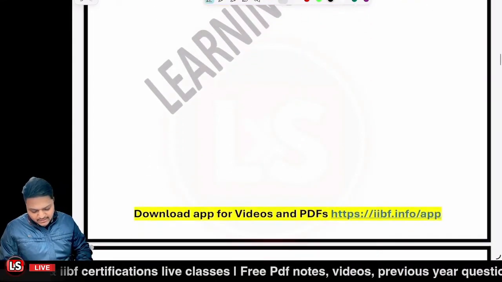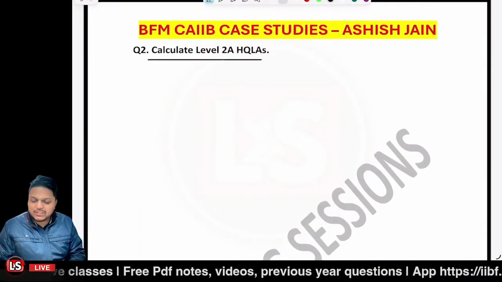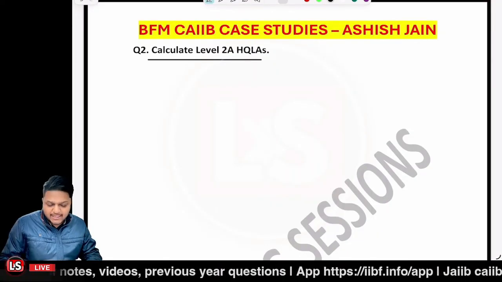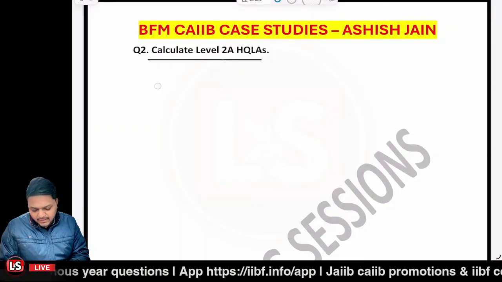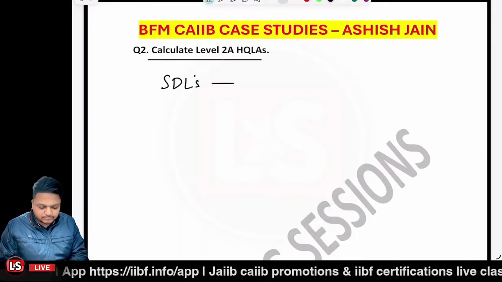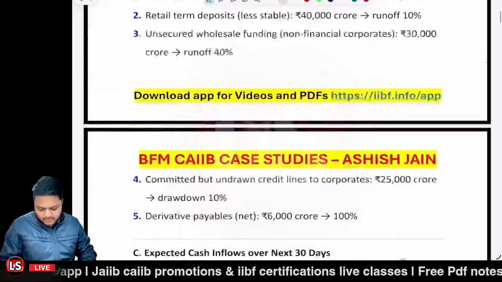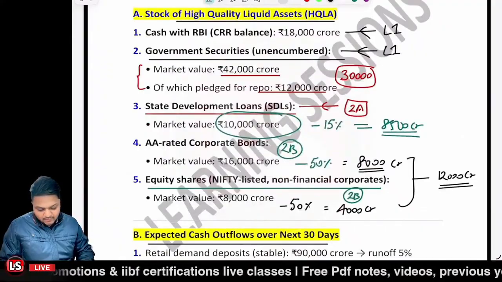Okay, now let's move to the second question. Calculate the level 2A HQLAs. Now, in that particular scenario, we just had one component, that was SDLs, State Development Loans. What was the value related to it? Let's have a look at it. Level 2A assets, it's the SDLs, that was amounting to 10,000 crores.